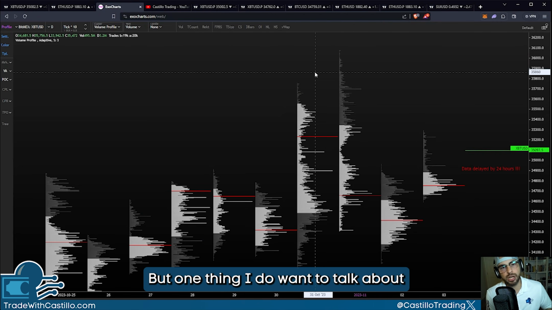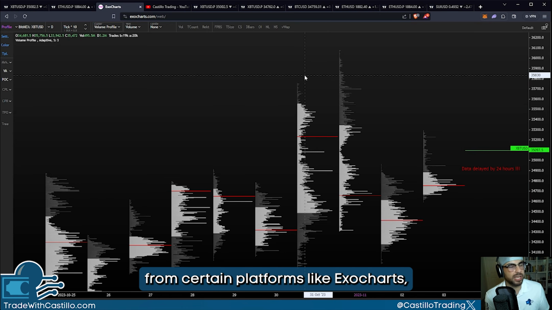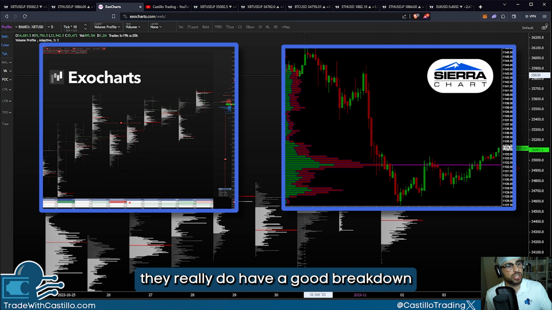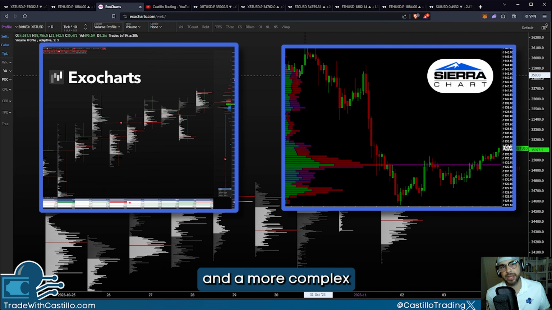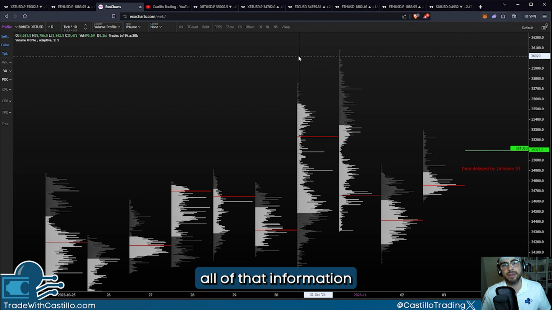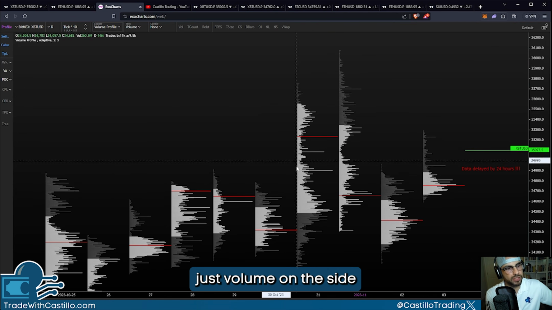One thing I do want to talk about with volume profile is you can get a lot of this information from certain platforms like Exo Charts, Sierra Chart, things like that. They really do have a good and more complex breakdown of what to look into as far as volume profiling goes: value area highs, value area lows, deltas, different things that go into it. Sierra Chart and Exo Charts really do bring to light all of that information if that's something you're looking for. But this is what volume profiling looks like, just volume on the side of the candlestick.